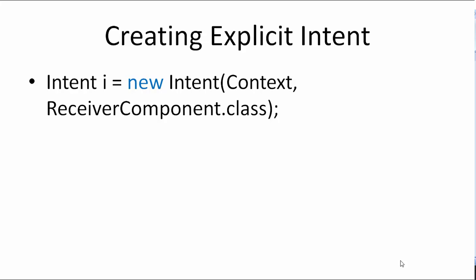If you're starting an activity, you pass that intent to the startActivity method. If you're creating a service, you pass that intent to the startService method, and the second input parameter of the intent object would be a service class. If you're creating a broadcast receiver, you simply pass the intent object to the sendBroadcast method, and you would use a broadcast class as the second input parameter. Let's look at the example.